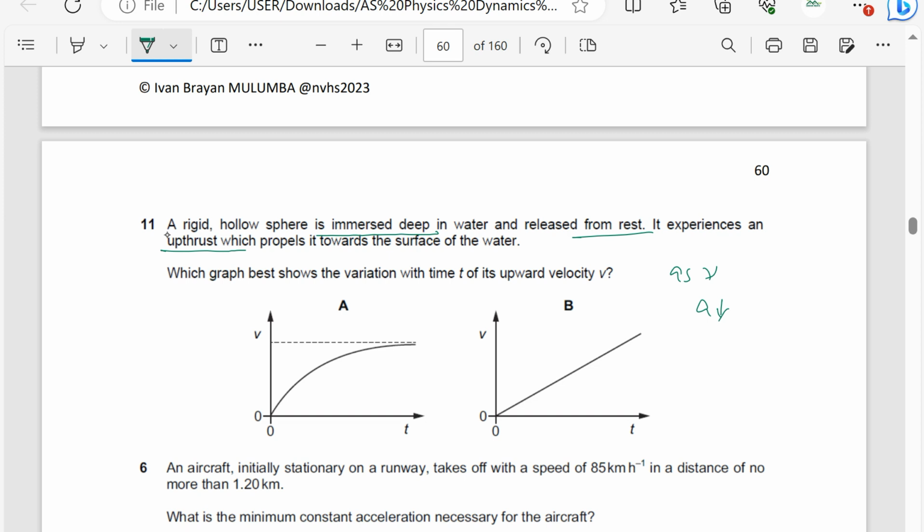The acceleration decreases as it moves upwards. So the acceleration decreases and v must become constant. V becomes constant, so it will reach what we call terminal velocity. So the answer is automatically A, although I skipped other multiple choice alternatives. The answer is just A.